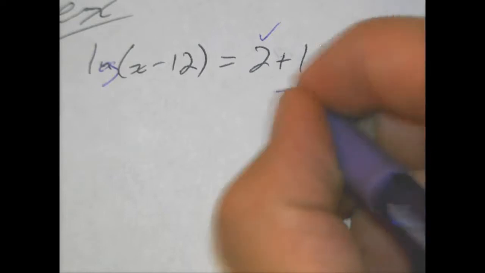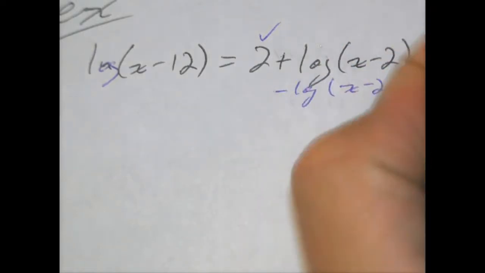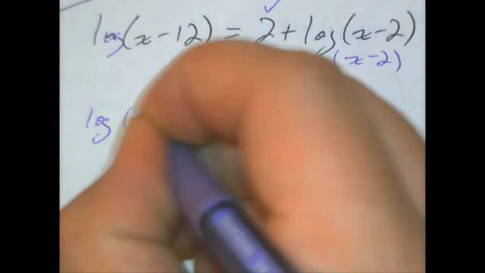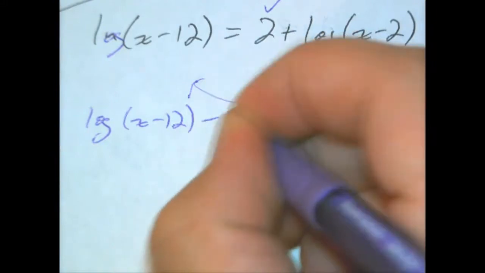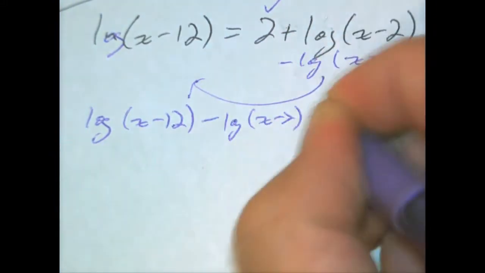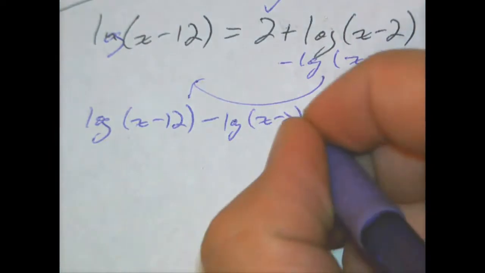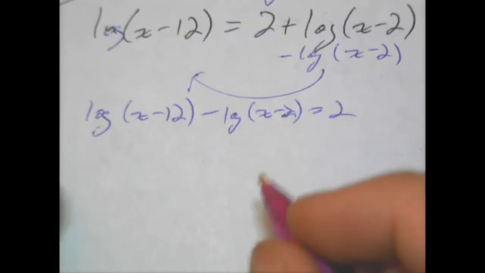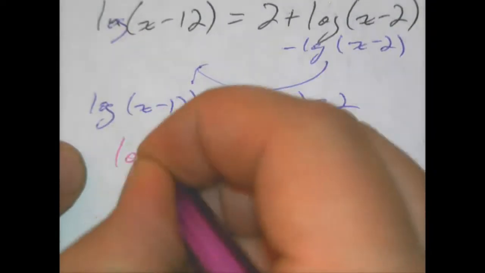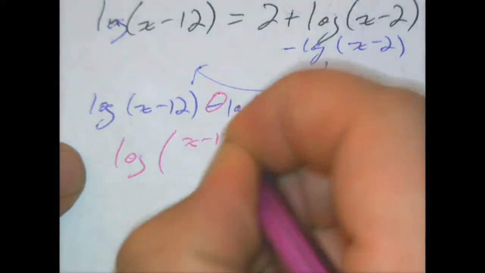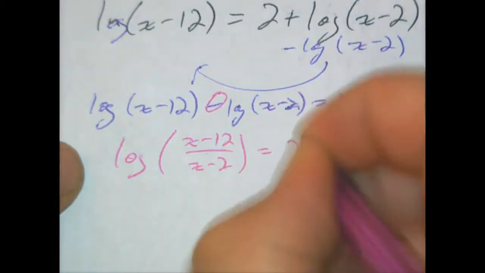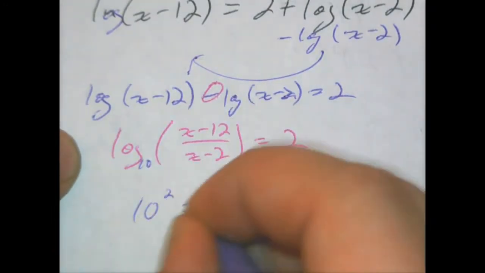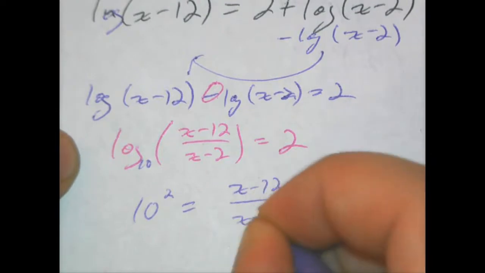Okay, but if I move this log of x minus 2 over to the other side, so I'm going to do that same thing over there, then I will have log of x minus 12 minus log of x minus 2 equals 2. That's a 2. Pause the video if you need to rehear me say what I'm saying. Or writing, and then I know I have subtraction, so there's the quotient, so log of x minus 12 over x minus 2 equals 2. And then I can rewrite this, since this is a base of 10, as 10 to the second power equals x minus 12 over x minus 2.